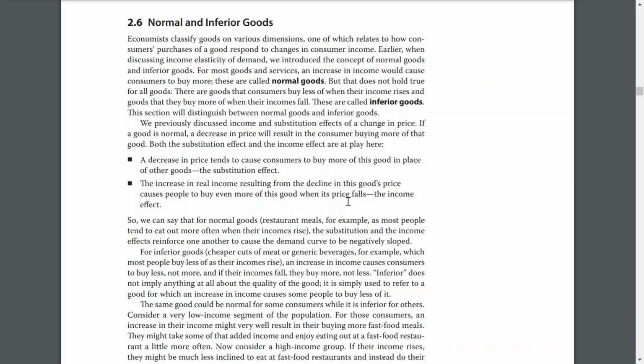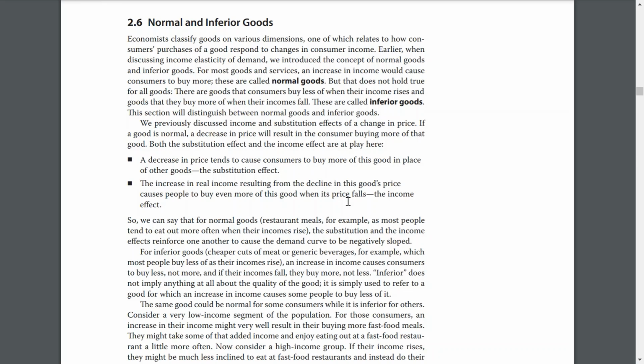But that does not hold true for all goods. There are some goods that consumers buy less of when their incomes rise, and those are what we call inferior goods. This section will distinguish between normal goods and inferior goods. We previously discussed income and substitution effects of changes in price. If a good is normal, a decrease in price will result in consumers buying more of that good.